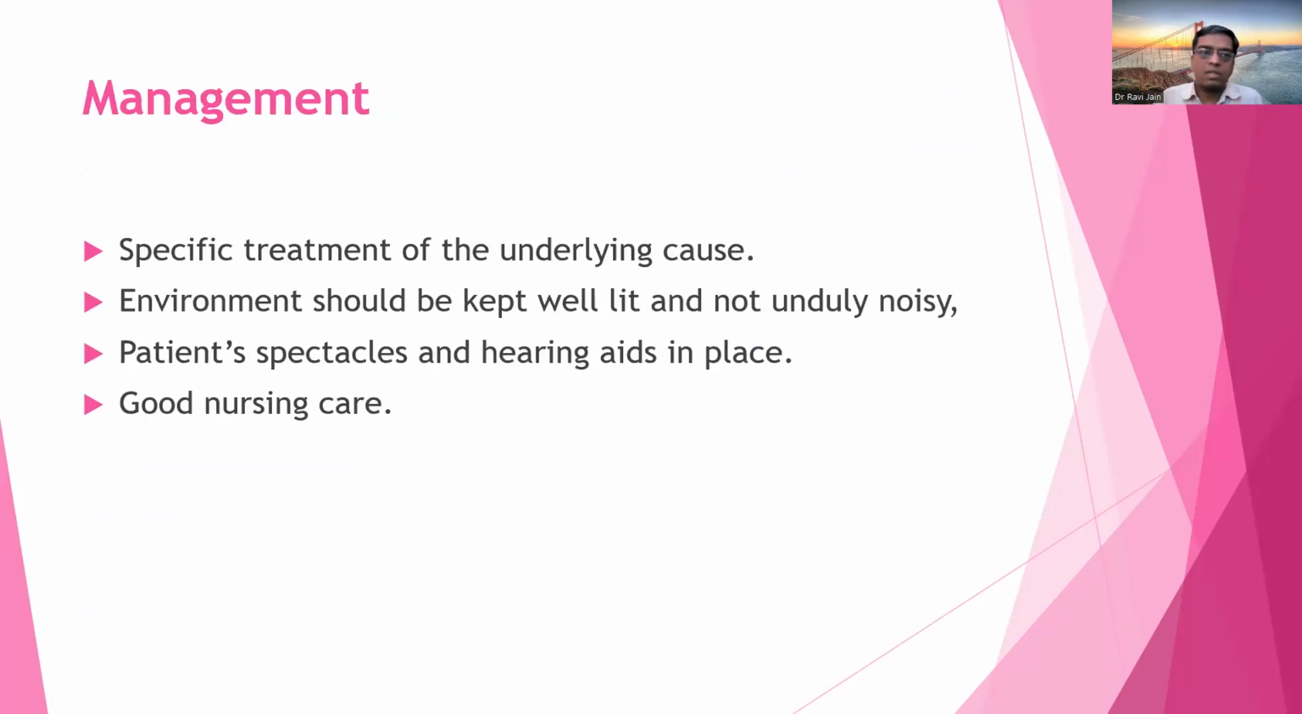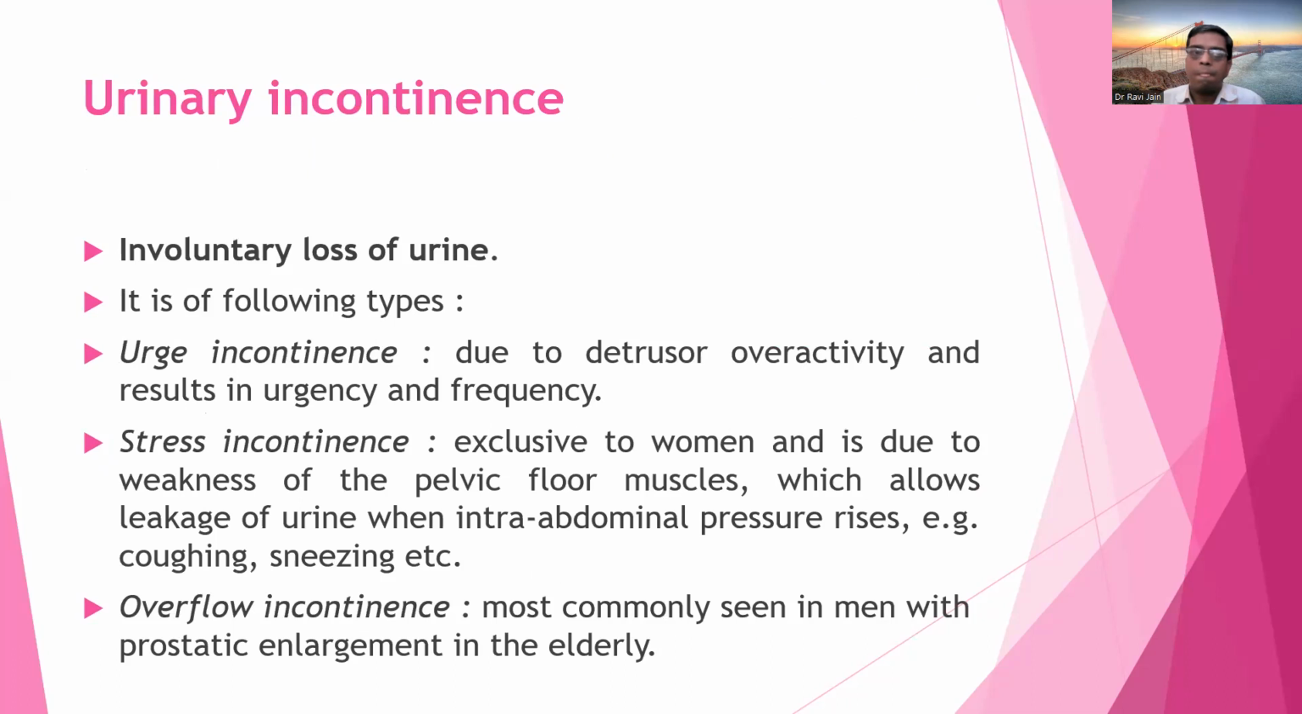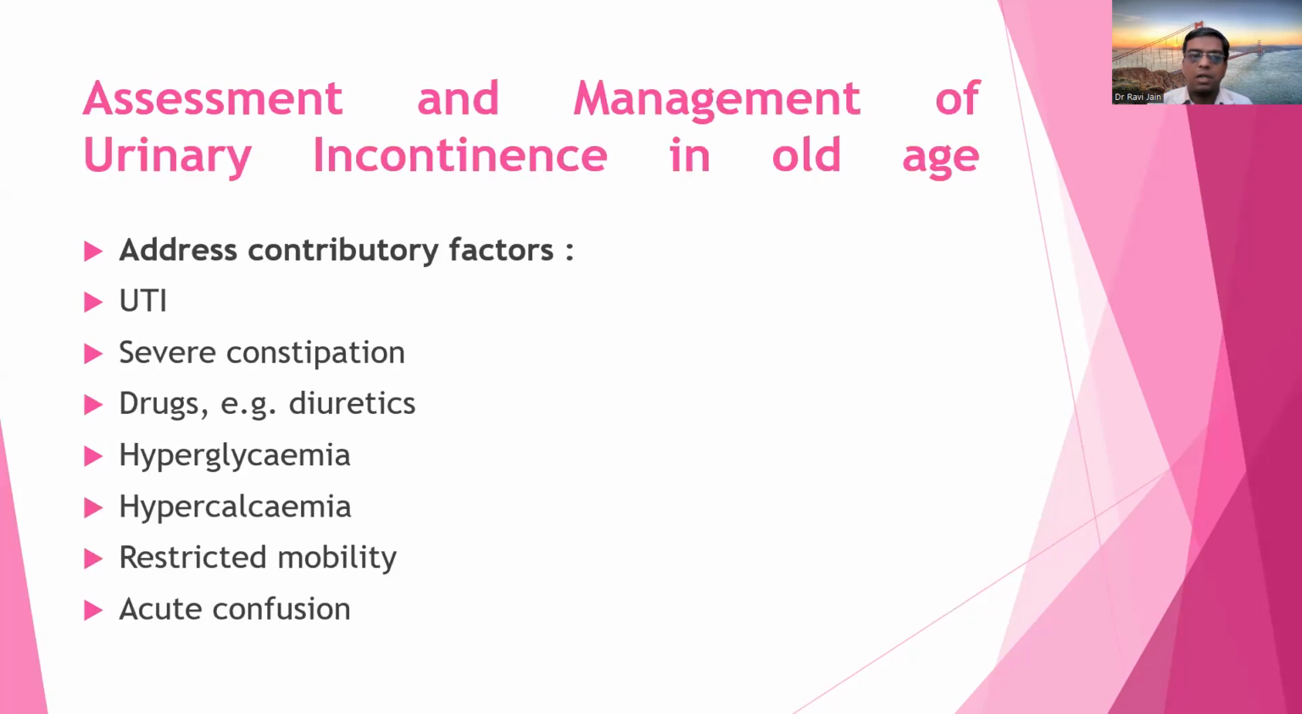Let us again revise the topics that we have covered today. We have discussed urinary incontinence, that is involuntary loss of urine. It is of three types: urge incontinence, stress incontinence, and overflow incontinence. Urge incontinence is due to detrusor overactivity and results in urgency and frequency. Stress incontinence is due to weakness of the pelvic floor muscles, and is most commonly seen in females. Overflow incontinence is seen in men due to prostatic hyperplasia.